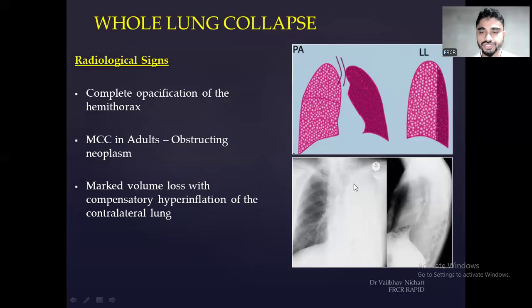Here also on the chest radiograph, you can see there is complete collapse of the left lung, a deviation of the trachea, deviation of the mediastinum, and overinflation of the right lung. The most common cause in adults is an obstructing neoplasm at the level of the left mainstem bronchus. There will be marked volume loss with compensatory hyperinflation of the contralateral lung.